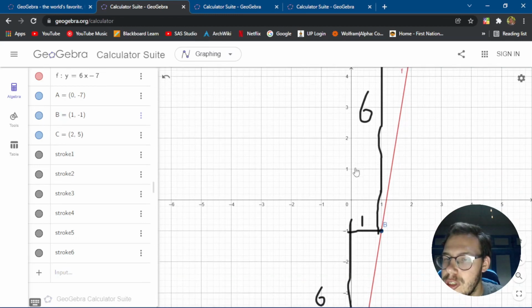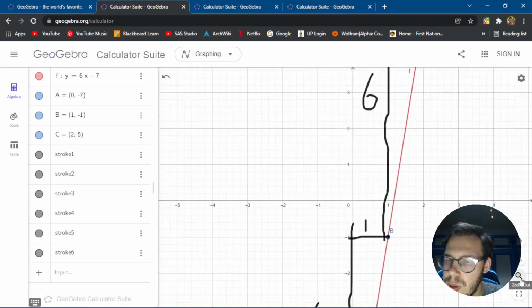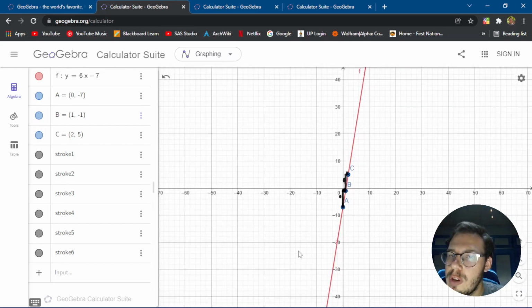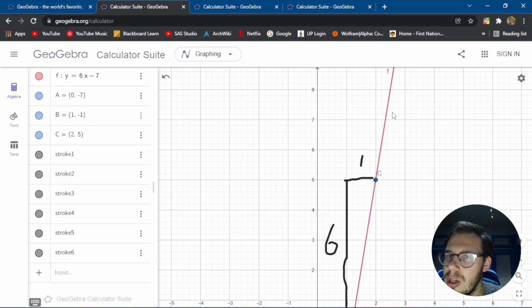Then you just connect the 3 dots with your ruler, and just to show you, the graph goes on forever. So that's why you just connect the 3 dots and maybe make it a little bit longer, and you put some arrows on to show that the graph goes on in each direction.